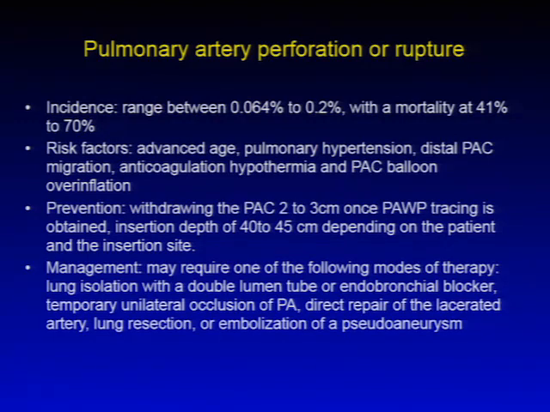The management for this incident may require one of the following therapies: lung isolation with a double lumen tube or endobronchial blocker, temporary unilateral occlusion of a PA, direct repair of the lacerated artery, lung resection, or embolization of a pseudoaneurysm.